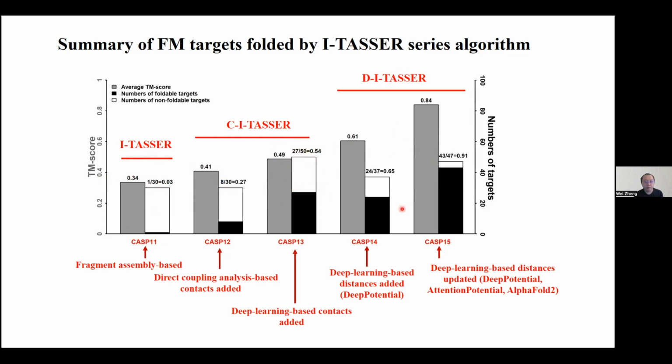After deep learning predicted distance is introduced, the ITESR in CASP14 generates models with an average TM score around 0.6. This time, the new version of the ITESR algorithm that interpolates distance predicted from AlphaFold2, attention potential, and deep potential could generate further better models with an average TM score increase around 30%. Although the results show the ITESR folding system could become better by interpolating more state-of-the-art deep learning methods.